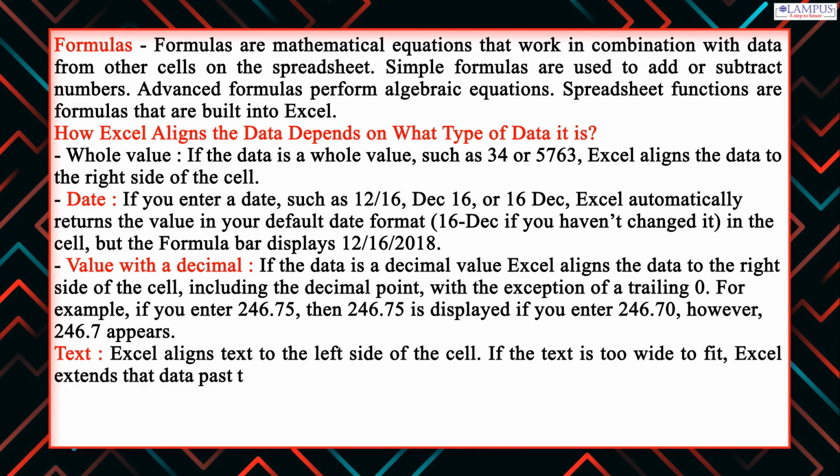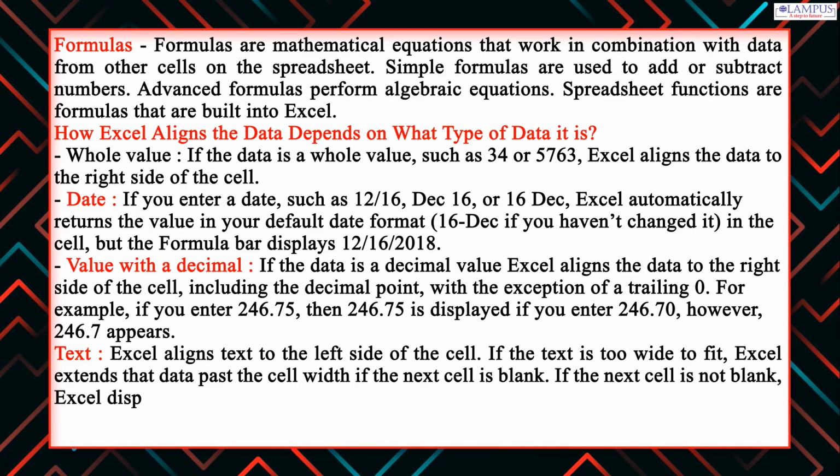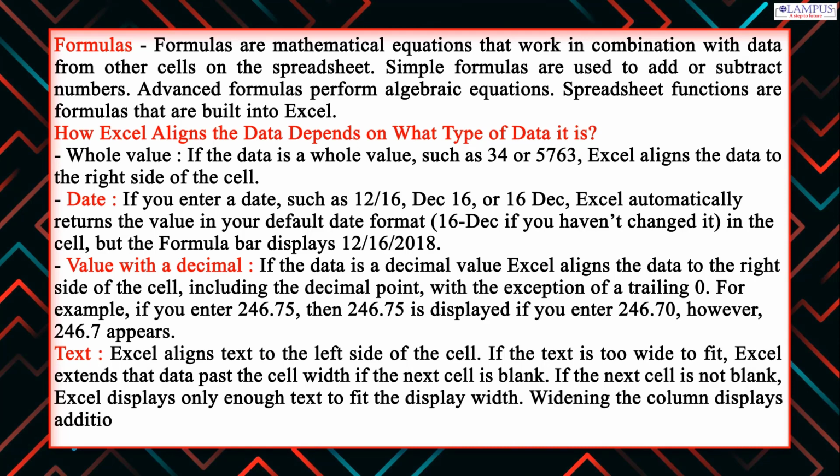Text. Excel aligns text to the left side of the cell. If the text is too wide to fit, Excel extends that data past the cell width if the next cell is blank. If the next cell is not blank, Excel displays only enough text to fit the display width. Widening the column displays additional text.